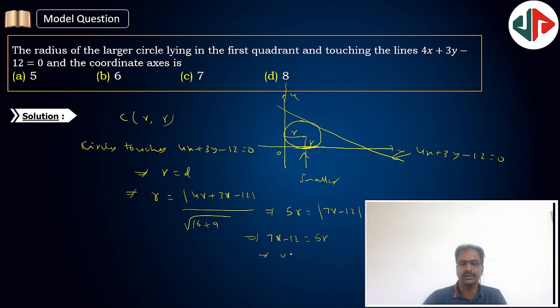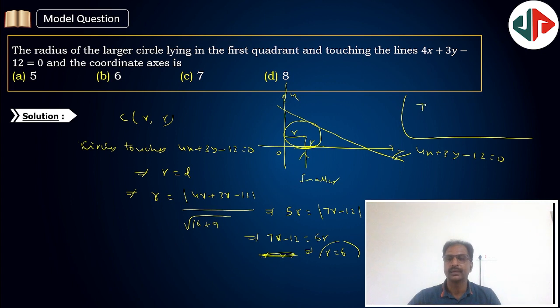From this you will get r is equal to 6 by taking the minus sign. 7r minus 12 is equal to minus 5r. From this you get r is equal to 1. So there are two circles, and the question is finding the radius of the larger circle. So the answer is 6. Option B.